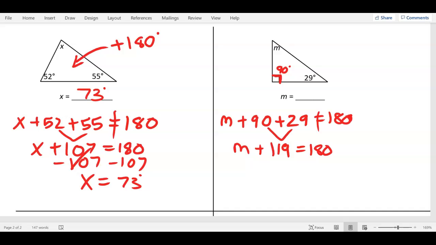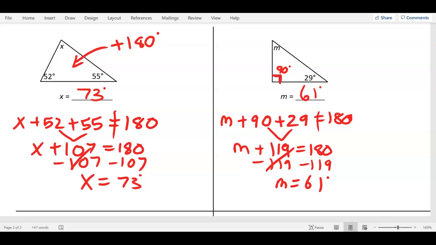And now we've got one step left to get rid of that positive 119. What do I do? Minus 119 on both sides, and I get 61 degrees. Okay. Cool. Now, if they were all like that, pretty straightforward, right?